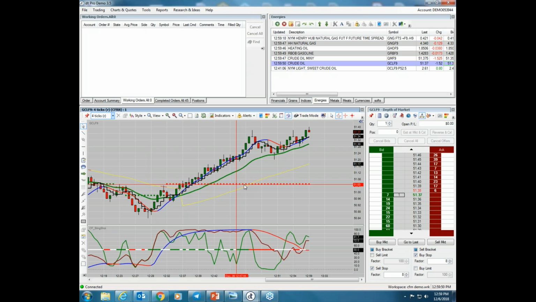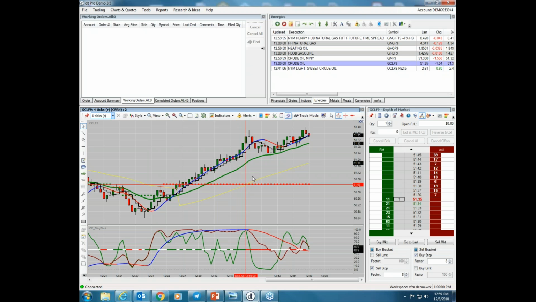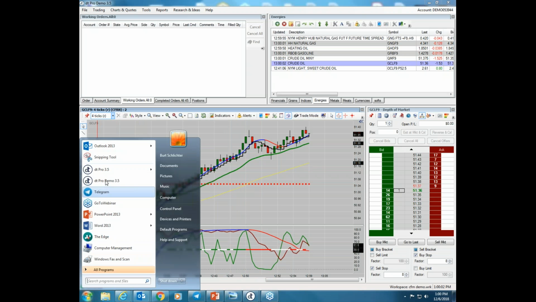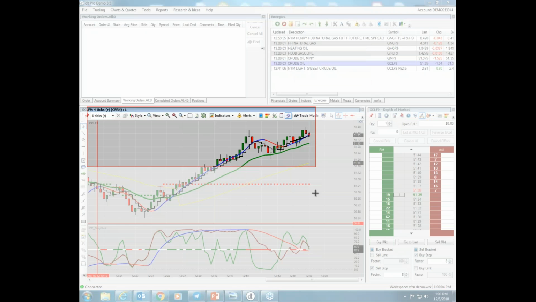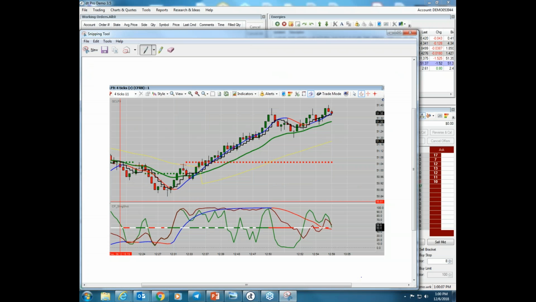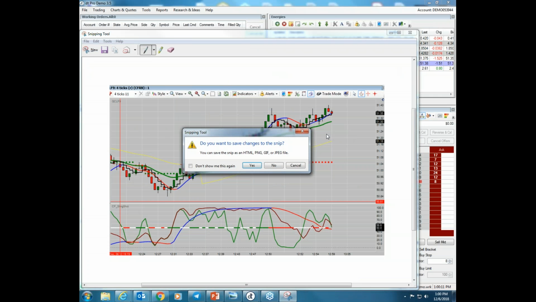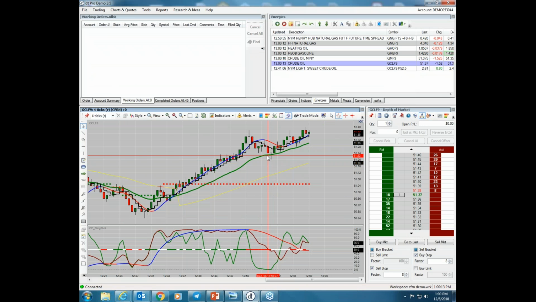Over the years, the people have really leaned on me to show them. If guys are struggling or they have questions, they'll take a picture, for example with the snipping tool. They'll take a picture of their chart and might send it to me and say, hey, I took this setup. Is this a valid setup or not?